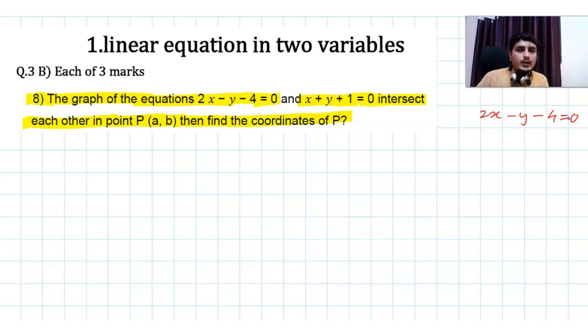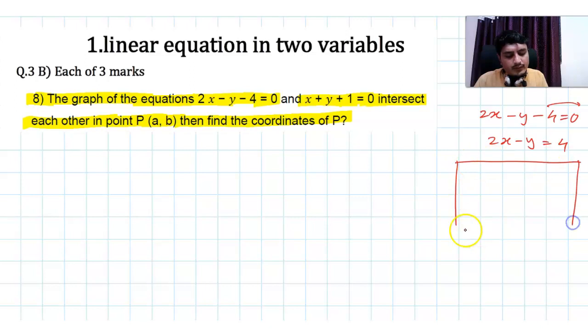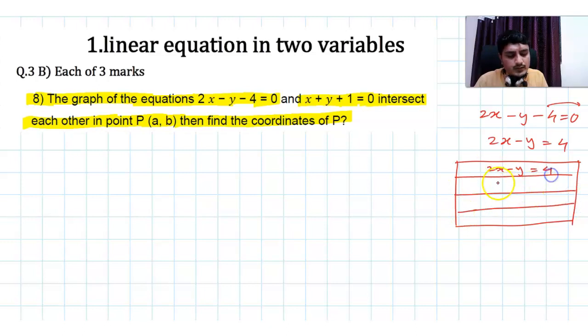Try to convert it into the linear equation in two variables whose standard form we have. Let's shift the minus 4 so that 2x minus y equals 4. Now let us prepare the table for the graphical representation. We have to assume a few values of x and evaluate the respective values of y, so that we have the equation 2x minus y equals 4.